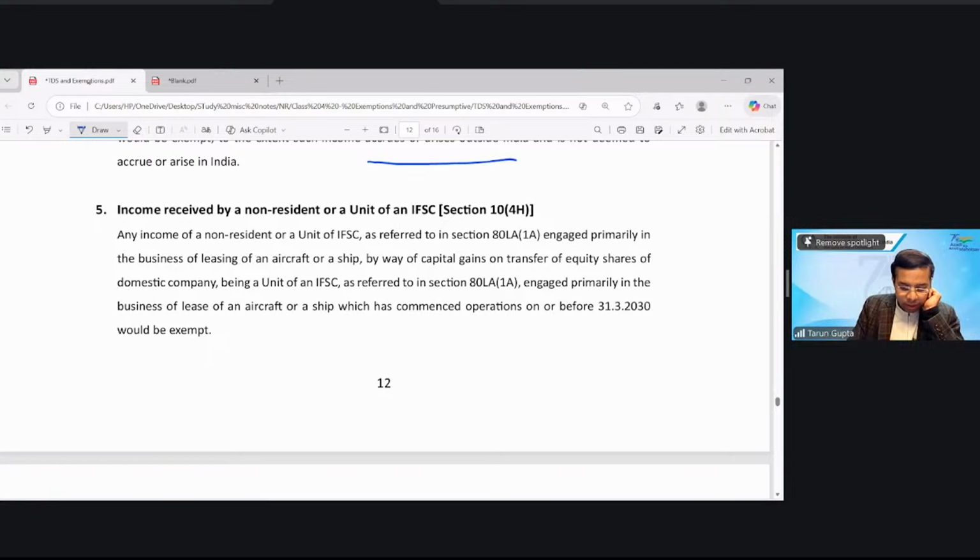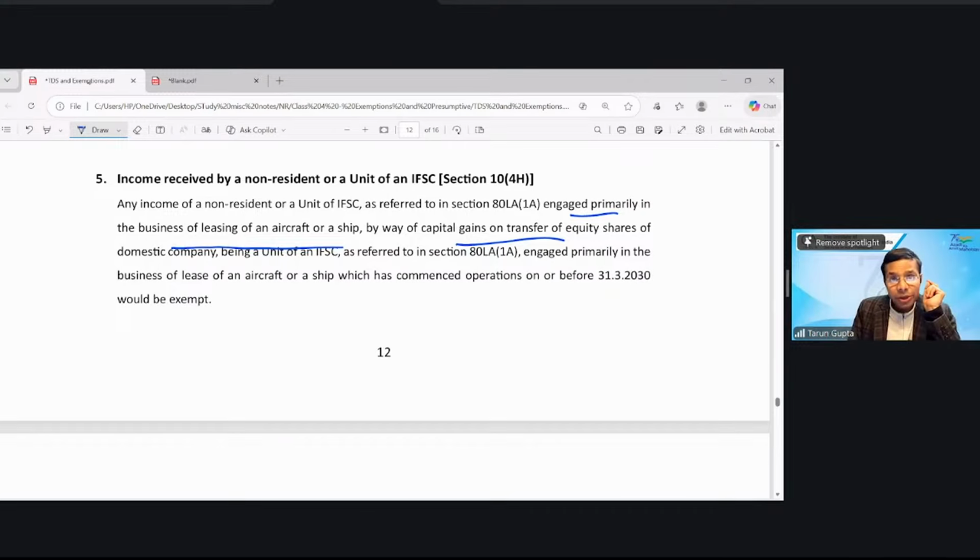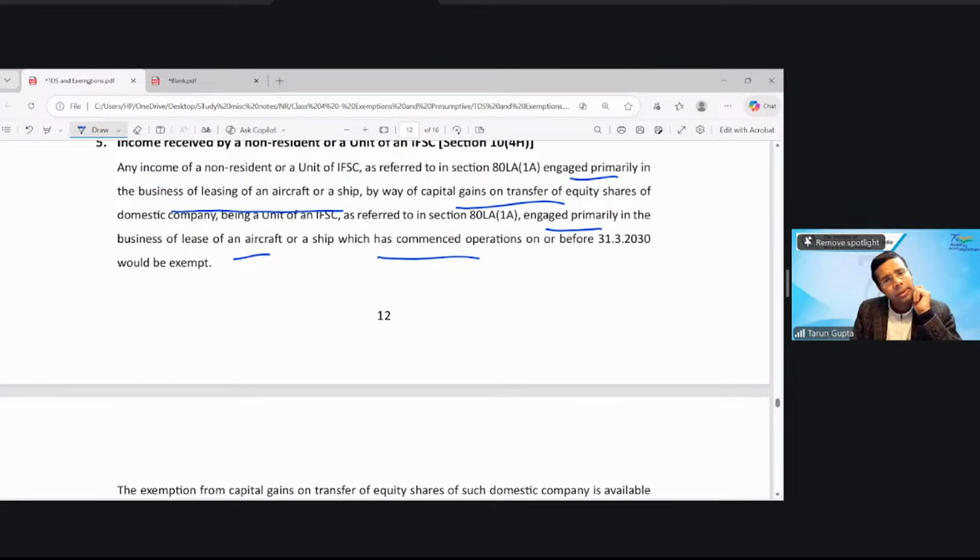Any income of non-resident or unit of IFSC engaged primarily in the business of leasing of aircraft or ship by way of capital gain. So earlier they exempted the interest or the royalty income. Now they are exempting the capital gain on transfer of equity shares of domestic company being a unit of IFSC, engaged primarily in the business of lease of aircraft or ship which has commenced operation before 31st March 2030. So if they are selling the shares of their subsidiaries, the income which they are deriving from selling the shares shall be exempt.